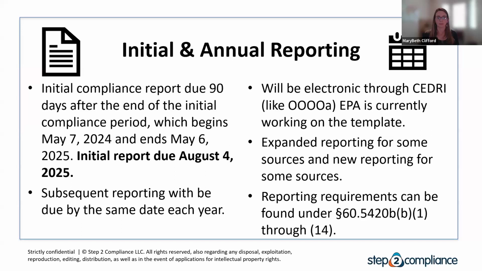That brings us to this: all of these new things are going to have initial and annual reporting. That initial report is going to be due August 4th, 2025. EPA is currently working on a reporting template for that. I expect that we'll see it at some point late this year or early next year. I would just encourage, don't be shy in your record keeping. Make sure that you've got good records so that when it comes to reporting time, you actually have the data that you need, regardless of what they ask for in that template.